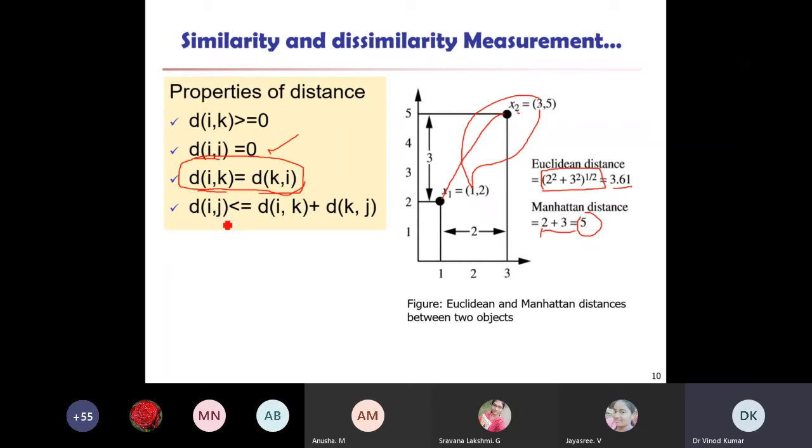Here you can see, if there is some point in between, and you want the distance between these two, we can break the distance into two, then add them, and we get a value less than or equal to the direct distance. So dij is less than or equal to dik plus dkj. This is the triangle inequality property of the distance formula.